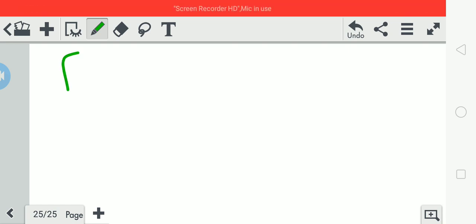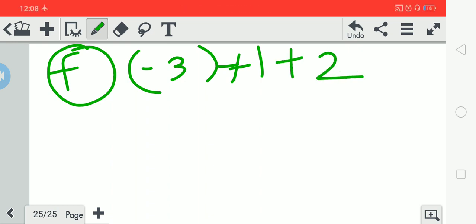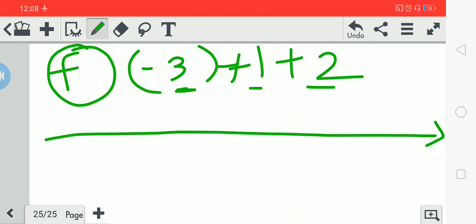Now see the example from the question number 2. Minus 3 plus 1 plus 2, right? Now see here one number is negative and two numbers are positive. 3 is negative, 1 and 2 are the positive one. Very simple example it is.